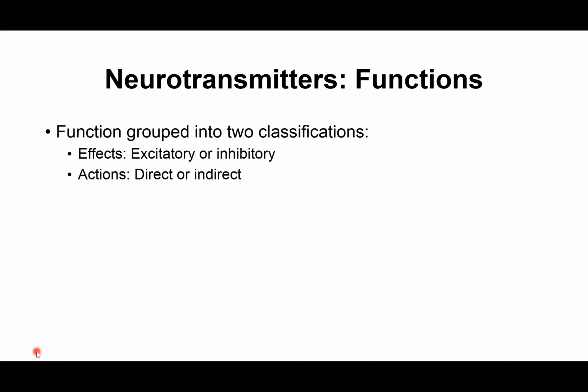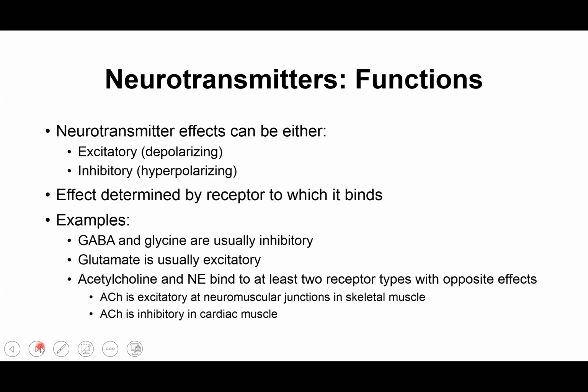So the last couple of slides here just have to do with the functional classification of neurotransmitters. And so if we're grouping neurotransmitters based on their function, we can group them into two classifications. So we can group them based on their effects, or we can group them based on their actions. So in terms of their effects, neurotransmitters can either be excitatory or inhibitory.